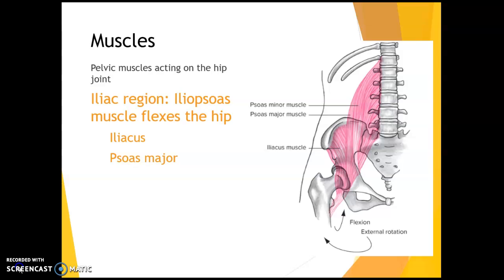Where I left off was the psoas and iliacus muscle. And you'll notice where the psoas originates on the lumbar area of the spine. It comes down and merges with the iliacus muscle, and they form what is called the iliopsoas muscle.